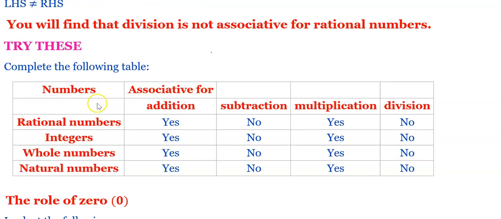Now from all these we will complete this table. Numbers: rational numbers, integers, whole numbers, natural numbers. Associative for addition: all these numbers are associative for addition. All these types of numbers are associative for multiplication, and all these types of numbers, rational numbers, integers, whole numbers, natural numbers, are not associative for subtraction. And also the divisions, we can complete this table.